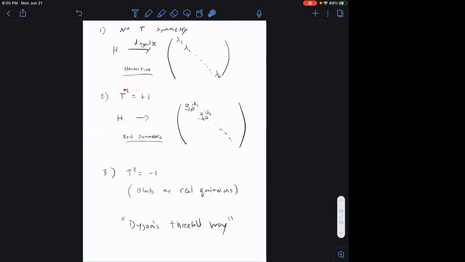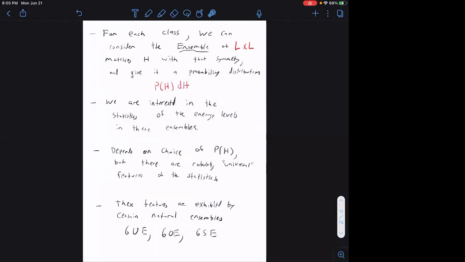If you do have time reversal invariance and T squared is +1, the Hamiltonian is real symmetric, and you can bring it to this block diagonal form if the eigenvalues are degenerate. If T squared is -1, it's a little bit more complicated. The blocks are real quaternions. These three classes are sometimes referred to as Dyson's threefold way. Because in these two cases we have these degeneracies we have to worry about, they're a little more complicated to deal with. We're going to focus most on this first class, just a general Hermitian matrix with distinct eigenvalues, no time reversal invariance.